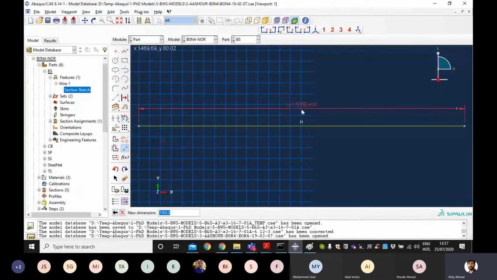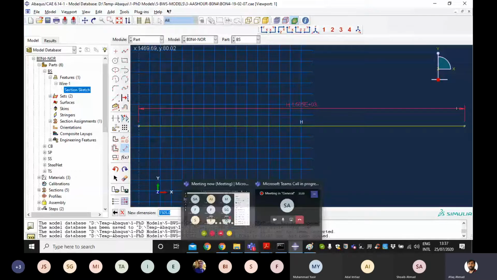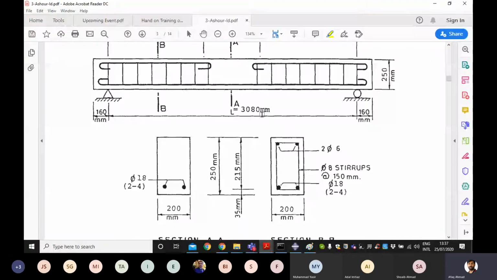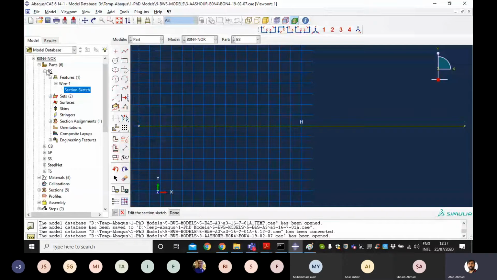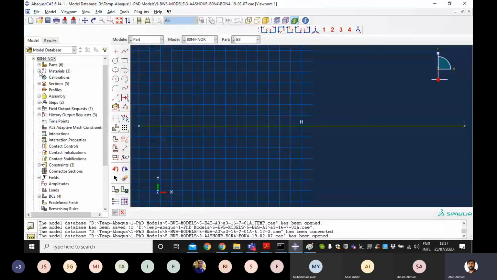So the length will be 1505, I minus the clear cover. The total length will be 3080 having this clear cover. The clear cover will be 35, so I minus the 35. So 3010, 35 here from 35 here. The center line will be 155. So that will be the distance of this length of the bottom bar. So I define this thing here.